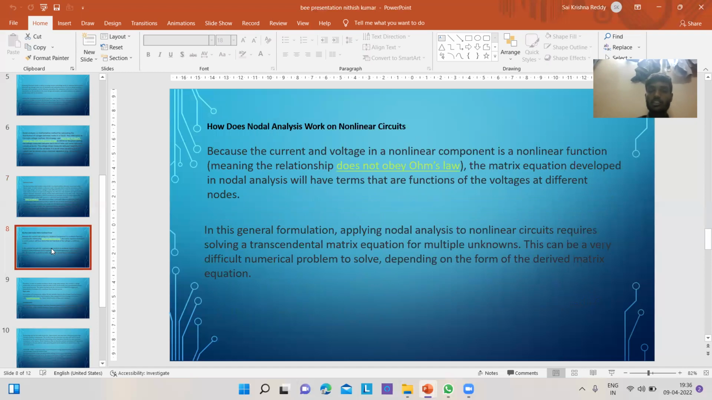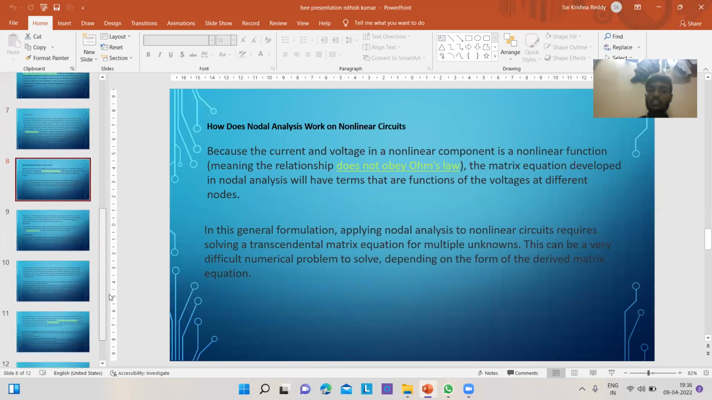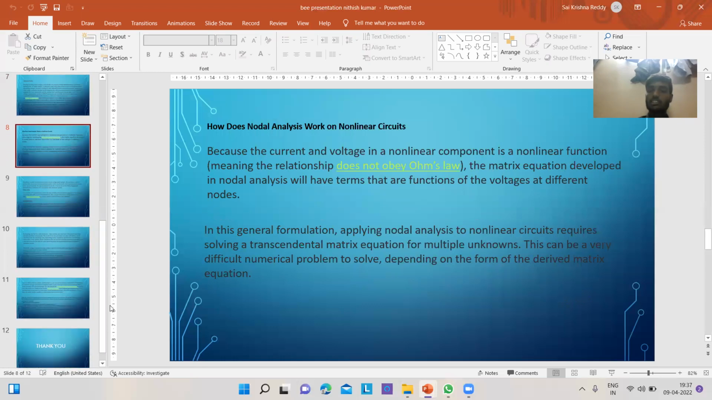How does nodal analysis work on nonlinear circuits? Because the current versus voltage relationship of a nonlinear component is a nonlinear function, the matrix equation developed in nodal analysis will have terms that are functions of the voltages at different nodes. In this general formulation, applying nodal analysis to a nonlinear circuit requires solving a transcendental matrix equation for multiple unknowns. This can be a very difficult numerical problem to solve, depending on the form of the derived matrix.